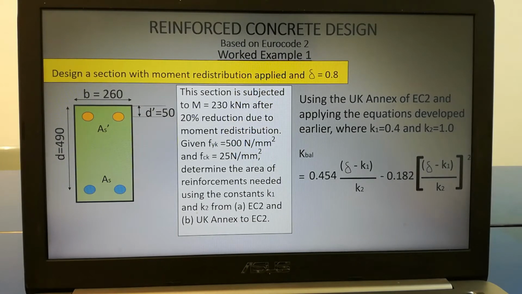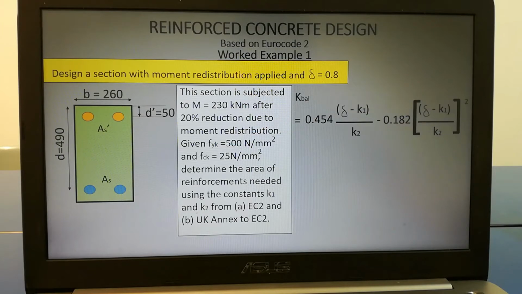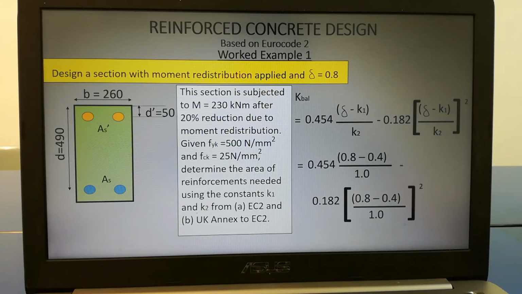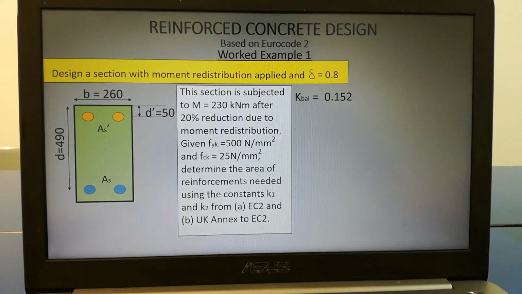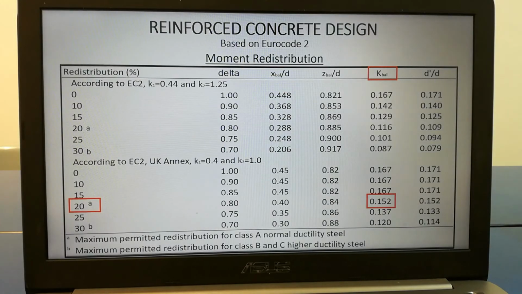Use the same equation on K balance. Move it to the top. Plug in the numbers to the equation. 0.8 is the proportion of moment after redistribution. 0.4 is K1 based on the UK annex to EC2. 1 is K2 based on UK annex to EC2. We get the answer to be 0.152. If you look up the moment redistribution table, we'll get the same value for K balance for the redistribution of 20%.